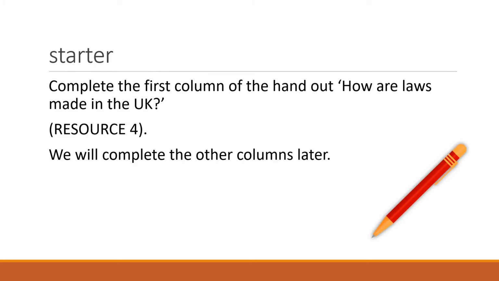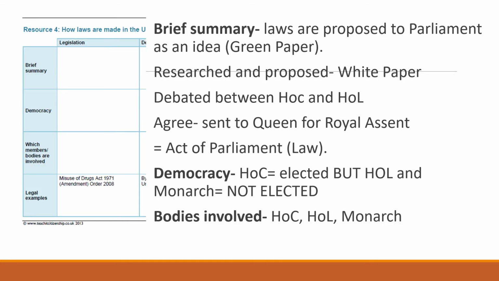You have got a handout in your booklets that says how a law is made in the UK, and it asks you for a brief summary. The brief summary would be that laws are proposed to Parliament as an idea in a green paper. They're then discussed in Parliament, researched and proposed, which becomes the white paper. They're debated backwards and forwards between the House of Commons and the House of Lords. When they agree, it is then sent to the Queen for royal assent and it becomes an Act of Parliament, or a law.